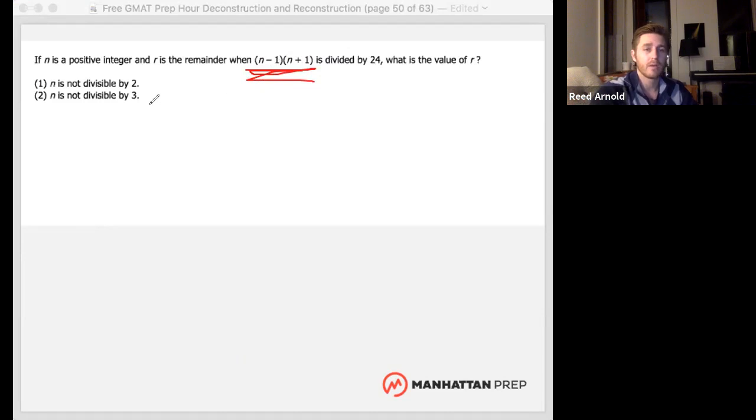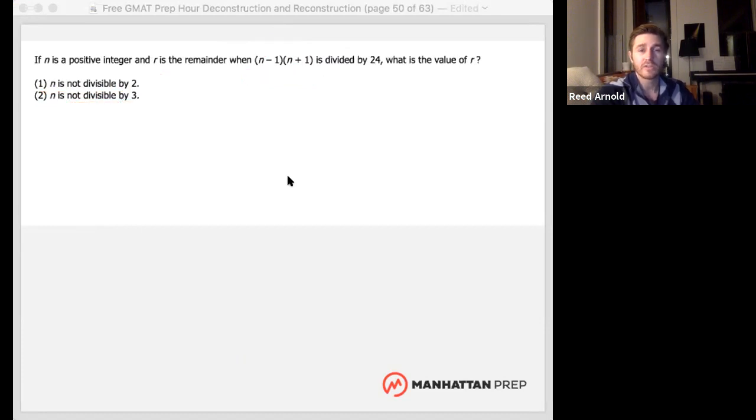Okay. Then statement 1 tells me they're both even. Oh, that's convenient. Now I know the product is divisible by 8. Statement 2 tells me n is not divisible by 3, which means one of these is divisible by 3, which means ultimately I end up at a multiple of 24.